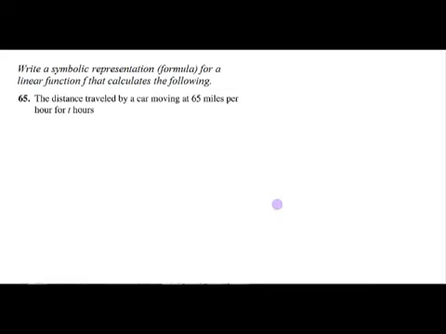Write a symbolic representation or a formula for a linear function f that calculates the following. The distance traveled by a car moving at 65 miles per hour for t hours. So here we want our function to be called f, but we're not going to be using x as our input. They want us to use t for t hours. So our f of t is 65 miles per hour for t hours. So distance is the rate times the time, hours.